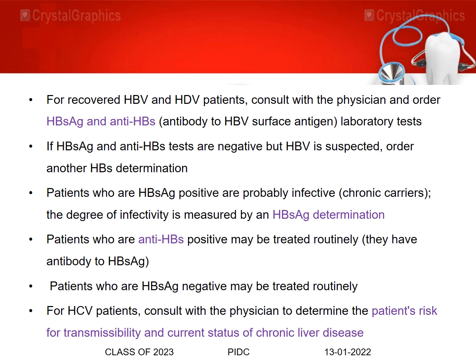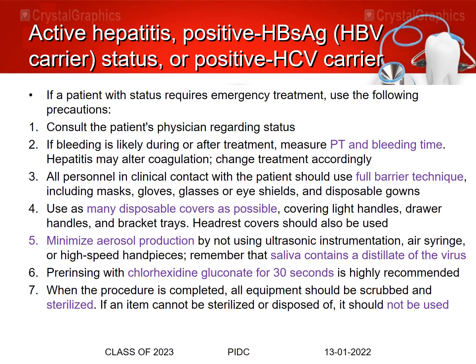For HCV patients, consult with the physician to determine the patient's risk for transmissibility and current status of chronic liver disease. Acute hepatitis, HBsAg positive people, that is the HBV carrier, or the HCV positive carrier: if a patient with such status requires emergency treatment, use the following precautions. Consult the patient's physician regarding the status. If bleeding is likely during or after the treatment, measure the prothrombin time and the bleeding time. Hepatitis may alter coagulation, and therefore change the treatment accordingly.